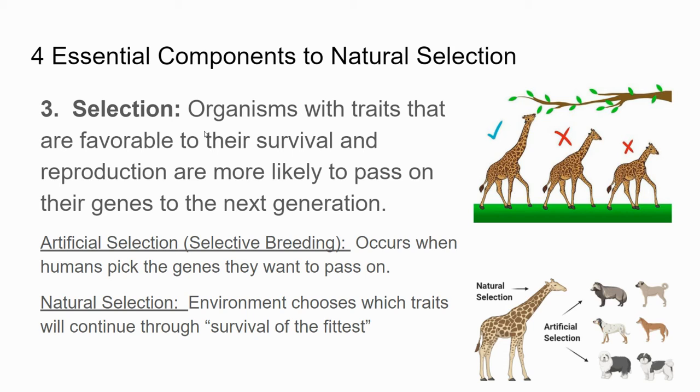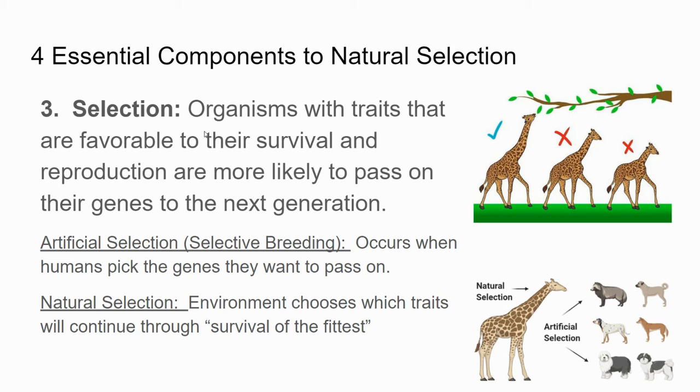Okay. So we can either have artificial selection, like breeding, like when people breed dogs. People breed dogs for specific traits. Or we can have natural selection, where the environment chooses which traits will continue through survival of the fittest.